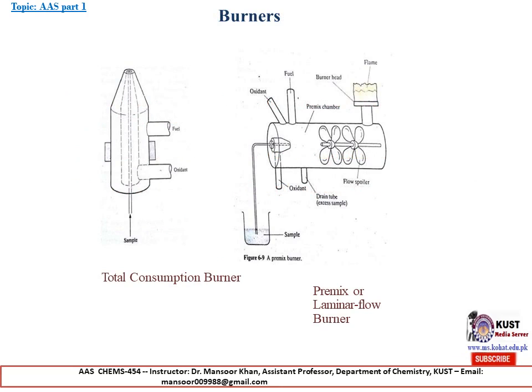Now the burner. The burner is also an important portion of the atomizer. We have two types of burner. One is called the total consumption burner and the other one is the premix chamber burner. These can be explained one by one in the upcoming slides.